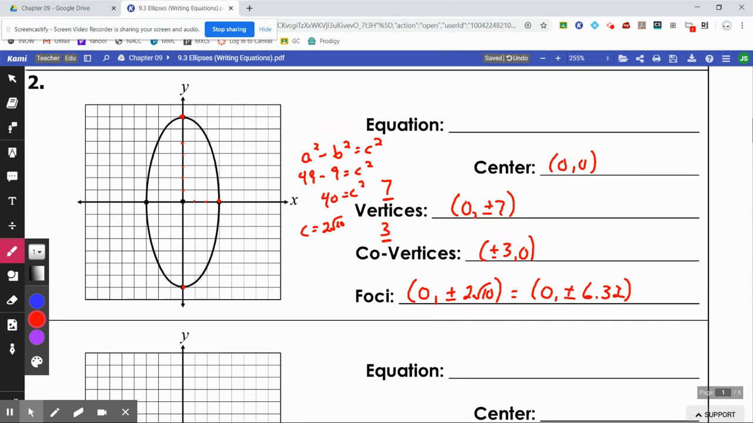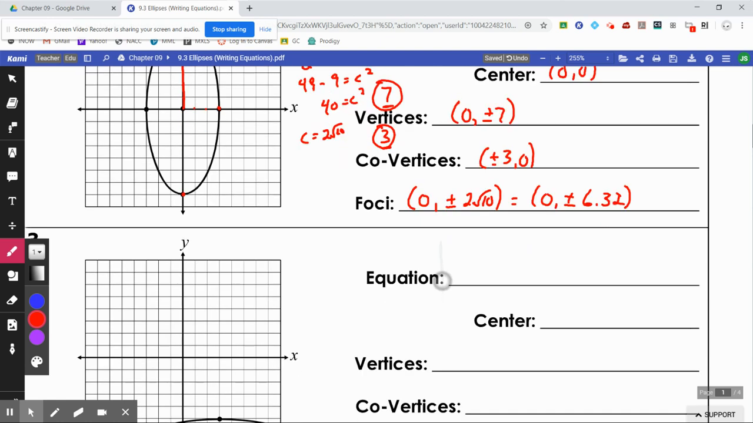So the equation, this one has not been translated, so we have x squared plus y squared. And since your major axis is vertical, that means the larger number is going to go under the y. So since your a value is 7, you're going to put a 49 under the y. Since your b value is 3, you're going to put a 9 under the x. So therefore, there's your equation.